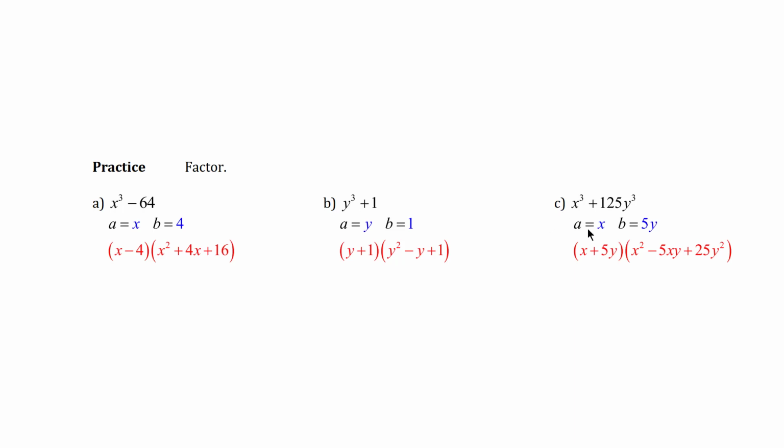Moving on to part C, we have a sum of cubes. Our value for A is x, and our value for B is 5y. Substituting our values into the sum of cubes formula, we get parentheses x plus 5y times parentheses x squared minus 5xy plus 25y squared.